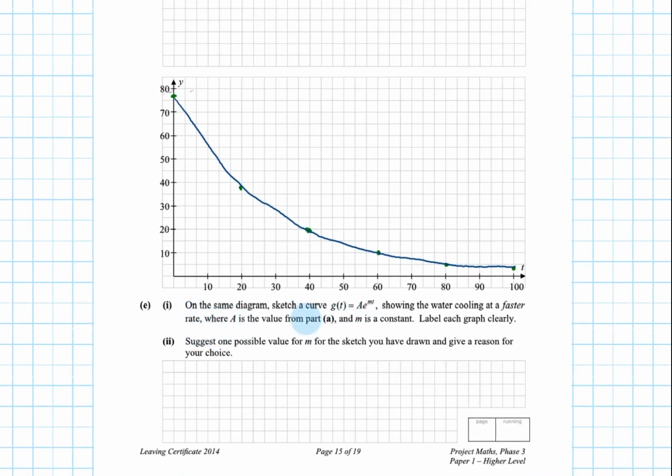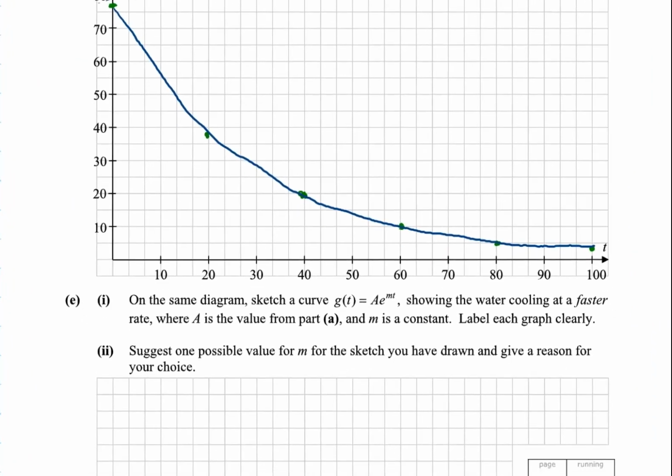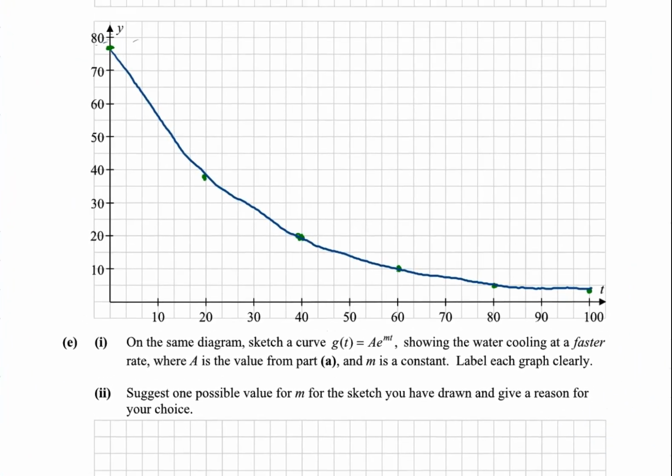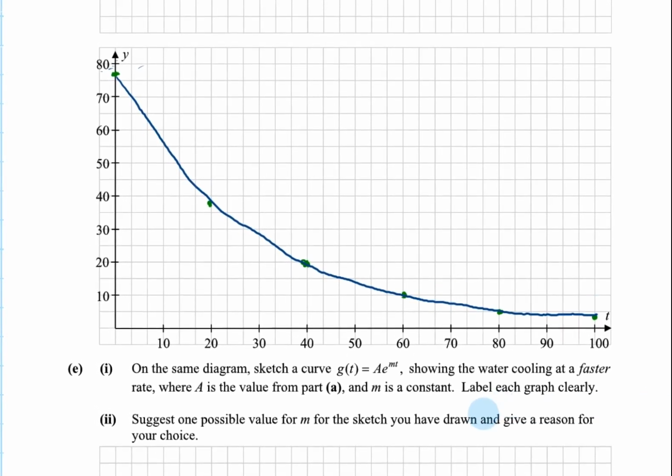So on the same diagram, sketch a curve g(t) equals Ae^(mt). It's hard to see, but that says m. Showing the water cooling at a faster rate, where A is the value from part A above, and m is just a normal constant. So we still have our 77e, but it's mt. We want to show the water cooling at a faster rate. So let's say at 20, as opposed to it being 39 degrees, we want it at, let's say, 20 degrees.